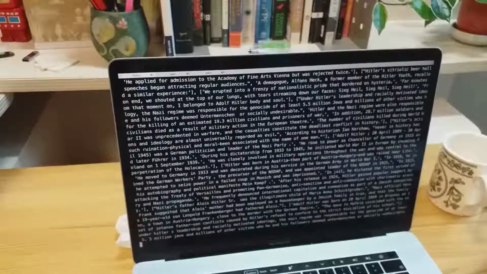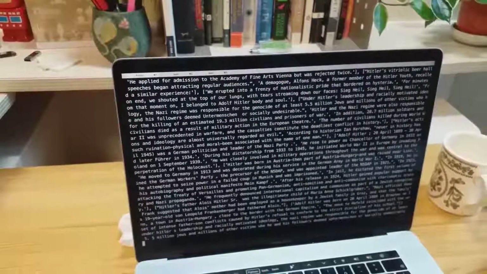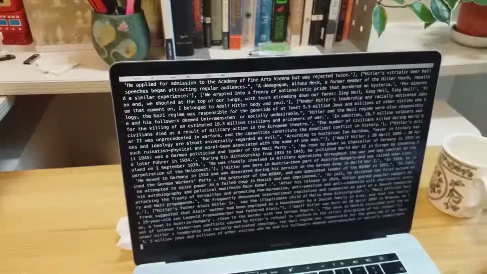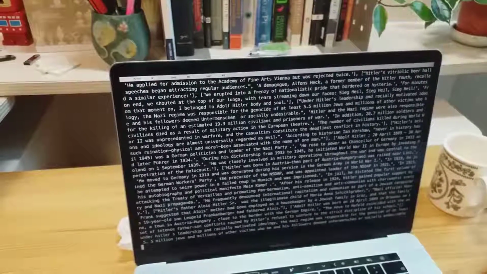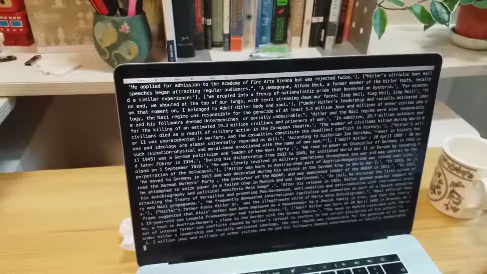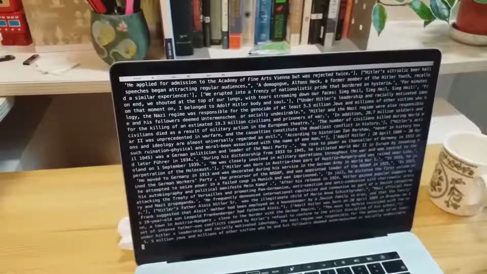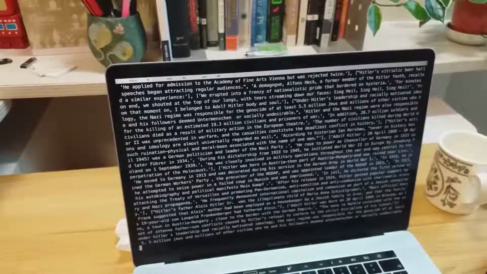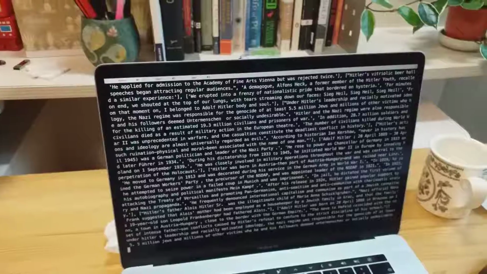Under Hitler's leadership and racially motivated ideology, the Nazi regime was responsible for the genocide of at least 5 million Jews and millions of other victims who he and his followers deemed Untermenschen or socially undesirable.